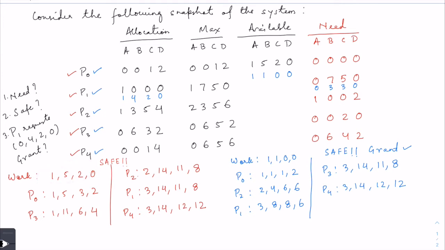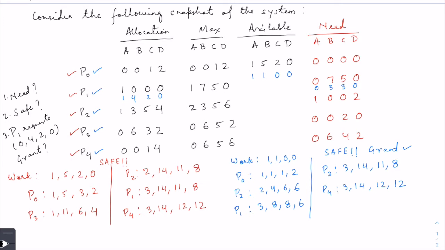The simplest and easiest one would be P0, because its need is currently 0. Let's assume that this process has finished executing. So we will take its allocation and add it back to the work pool. We take 0012 and add it to 1520. So we get 1532.